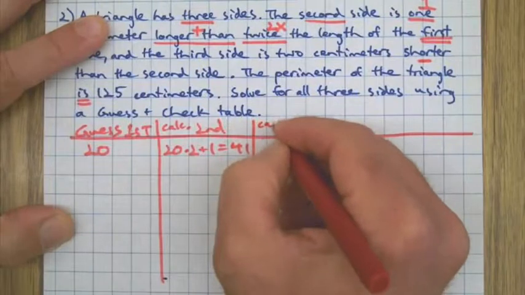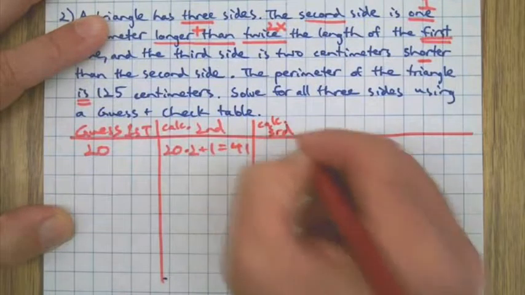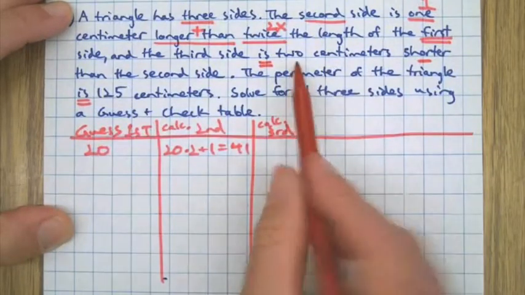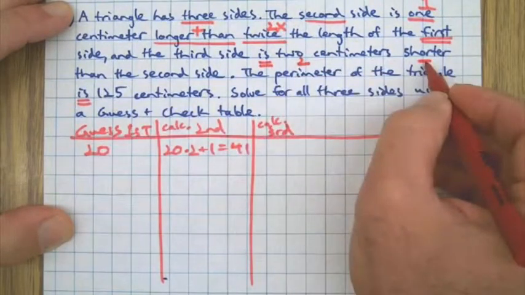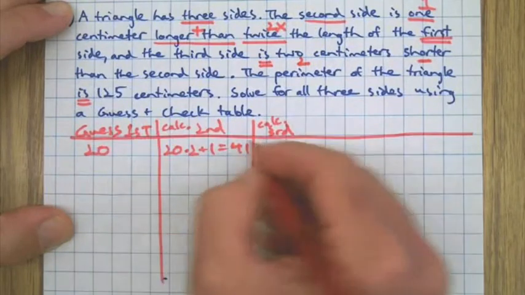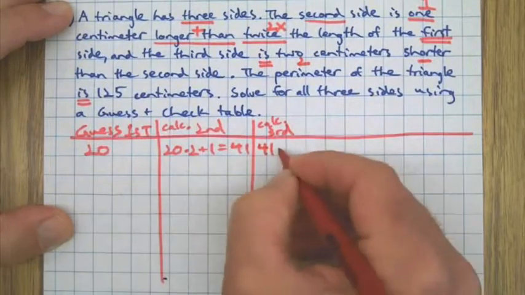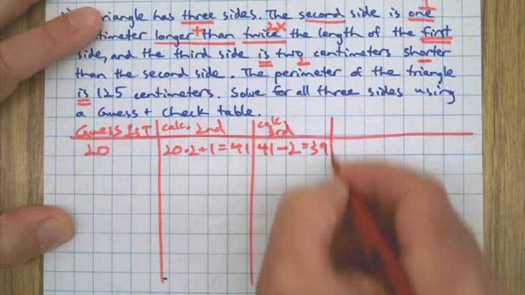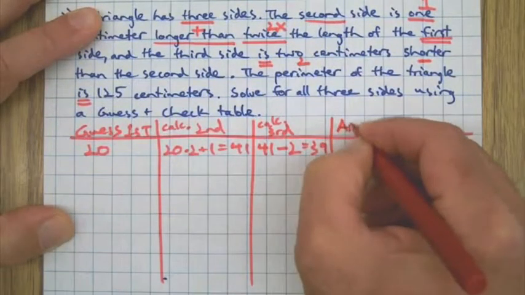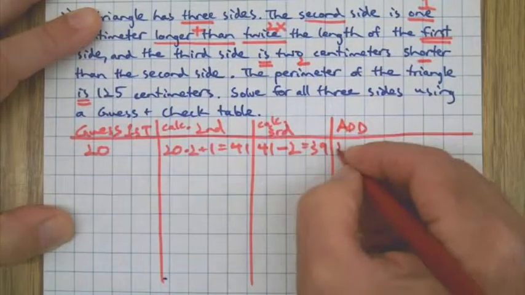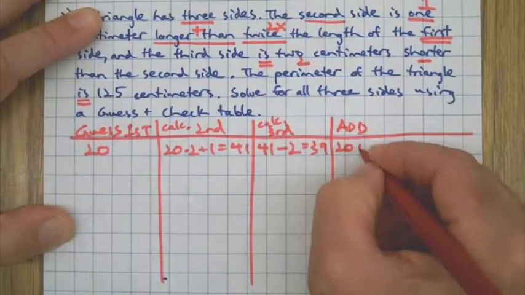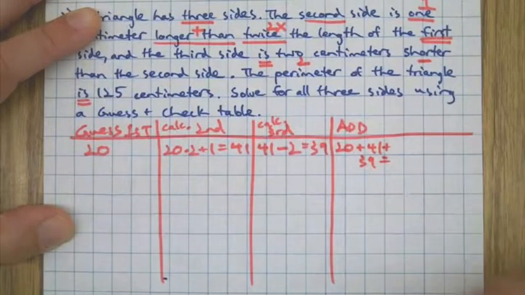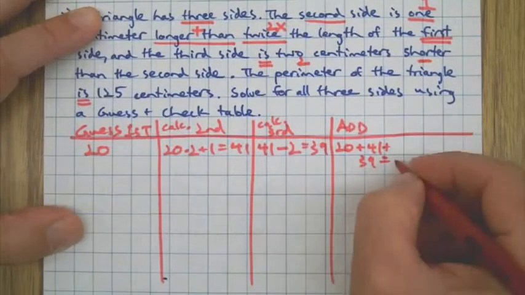And then we're going to calculate the third side. Third side is, that's the equal sign, 2 shorter than the second side. So I'm going to take the second side, 2 shorter than 39, add. 20 plus 41 plus 39 equals 100.